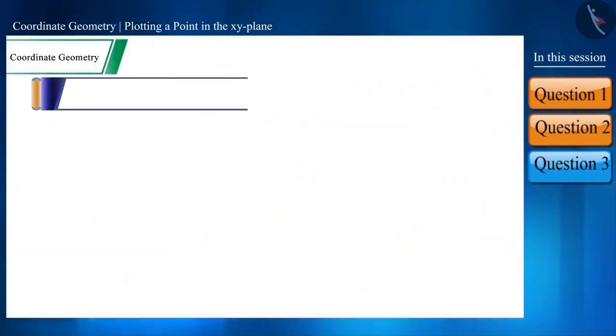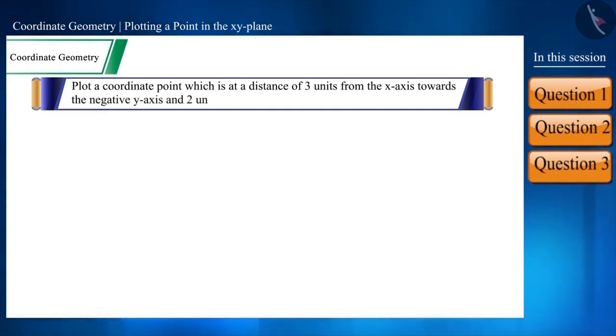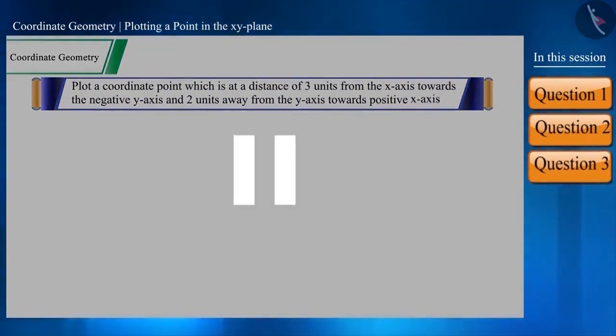Friends, let's take a word problem. Plot a coordinate point which is at a distance of 3 units from the x-axis towards the negative y-axis and 2 units away from the y-axis towards positive x. Friends, keeping in mind the information given here, you have to solve it. Try to solve this question yourself by pausing the video.